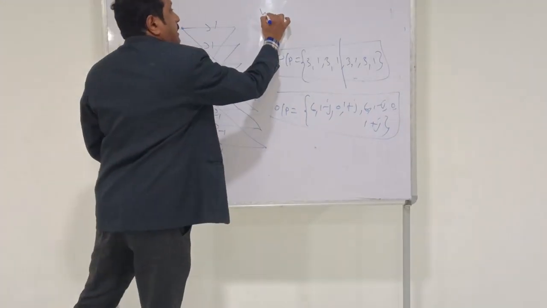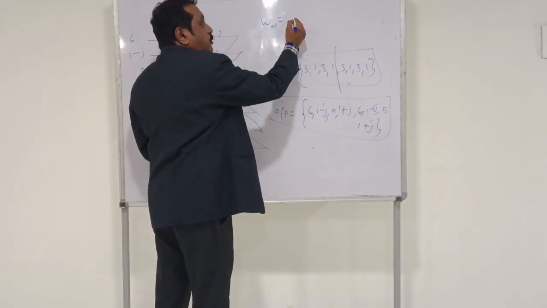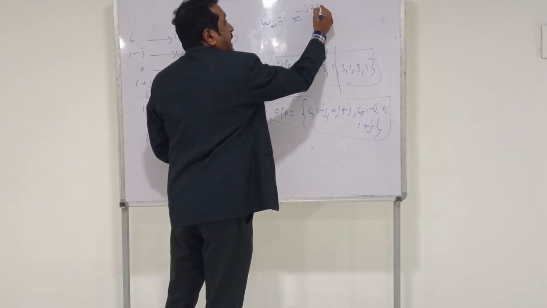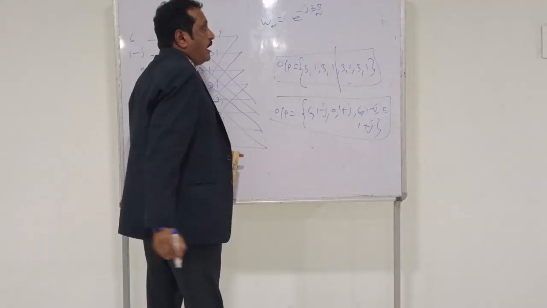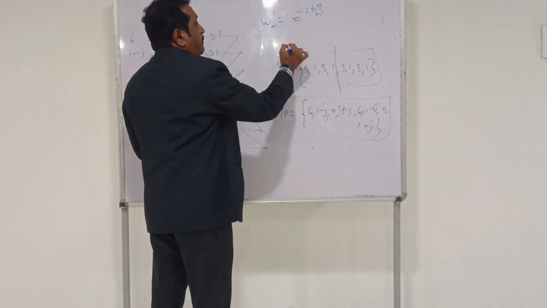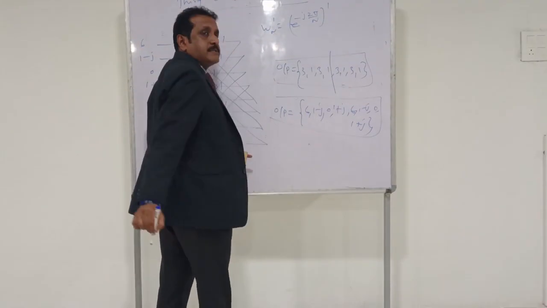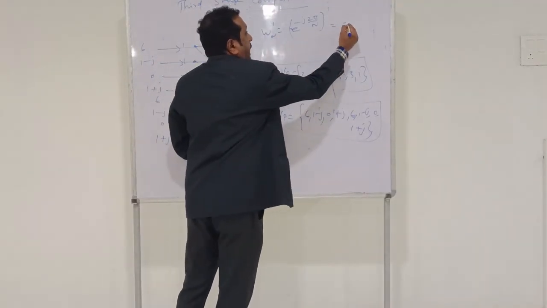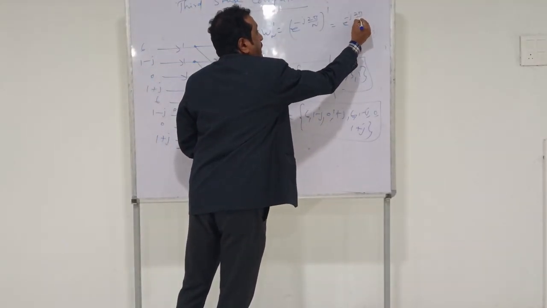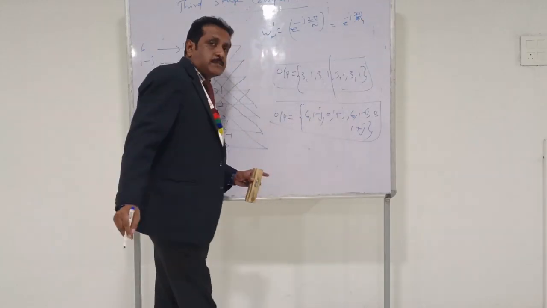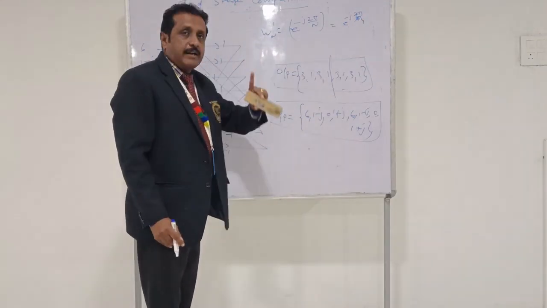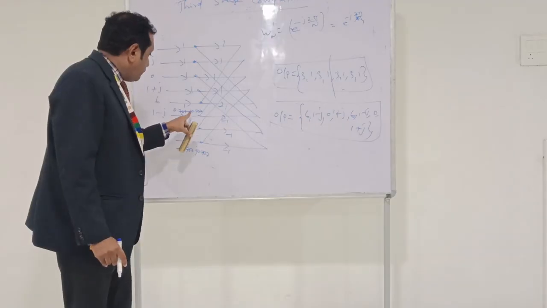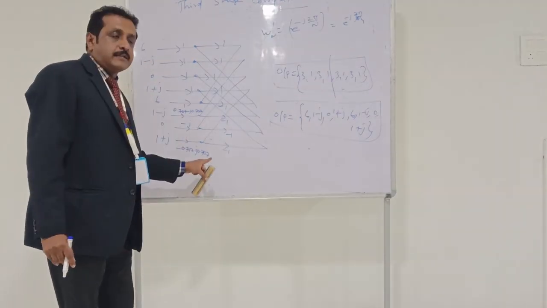The twiddle factor formula is Wn equal to the nth root of unity, e power minus j 2 pi by n, and whatever the power is, W8 power 1, W4 power 1, whatever it is. If n is 8, you can substitute 8: e power minus j 2 pi by 8, that is pi by 4, and with cos pi by 4 minus j sin pi by 4 you can find the value. Using that formula, we can compute the value for all the twiddle factors.